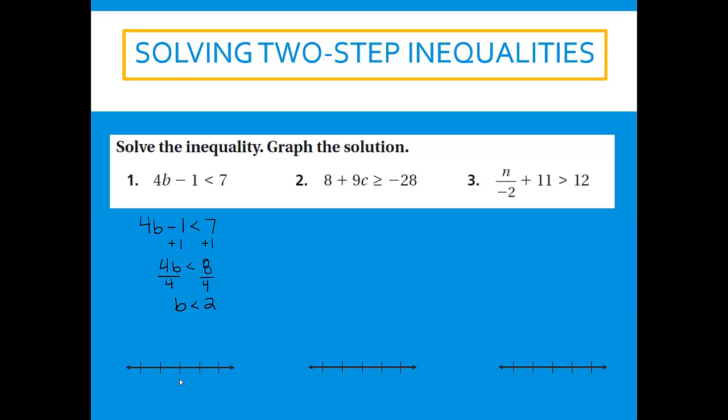Now we'll go ahead and write our numbers on the number line. So we'll have 2, and then to the right we have 3 and 4, and then to the left of 2 we have 1 and 0. Our symbol is less than, which means that we'll have an open circle at 2. And the numbers that are less than 2 are the numbers to the left, so we will shade to the left.